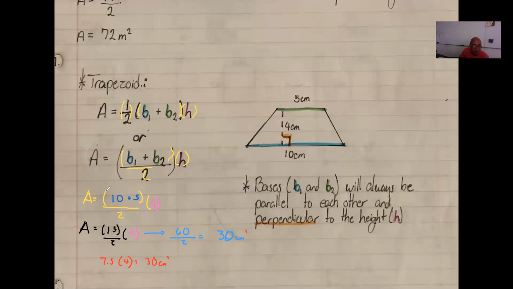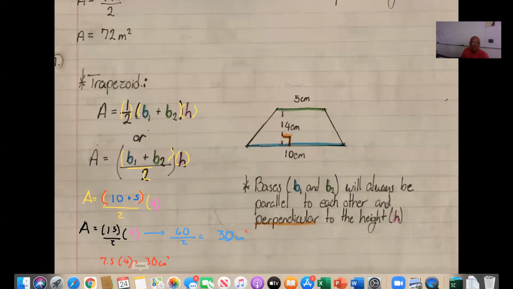Again, as long as the first thing that you do is add the bases, so 5 plus 10, then you can either multiply by the height, so that would be 15 times 4, 60, and then divide by 2 is 30. Or after you add the bases, 15, you can first divide. 15 divided by 2 is 7.5, and then multiply. As long as you do both of those things, you should get the same answer.